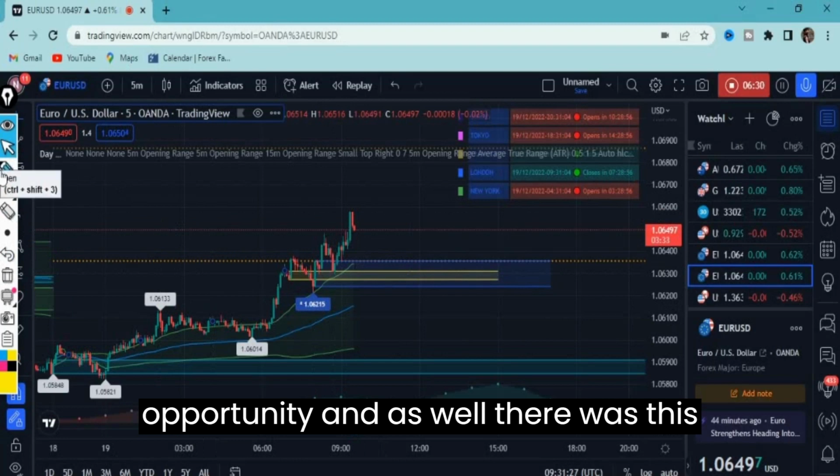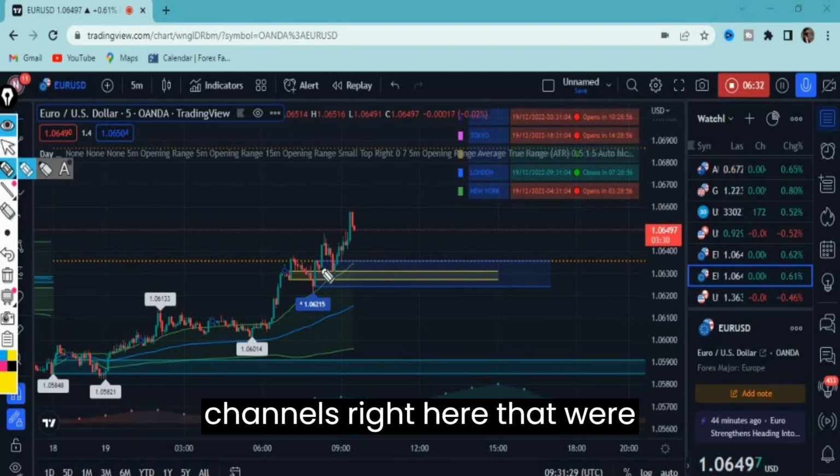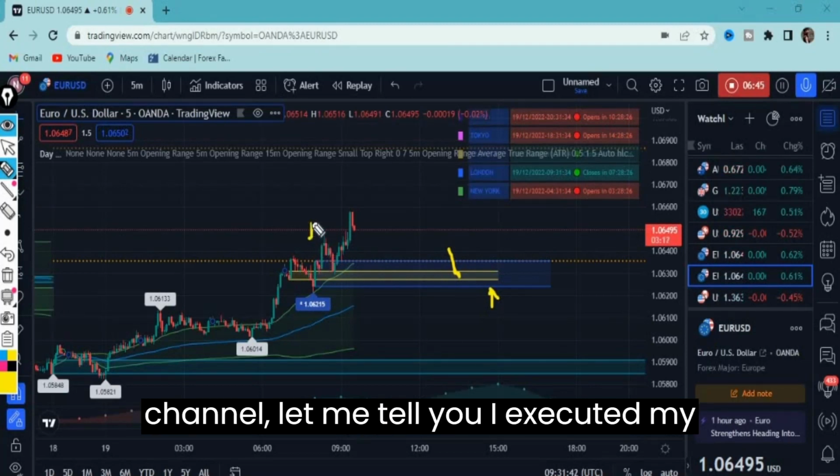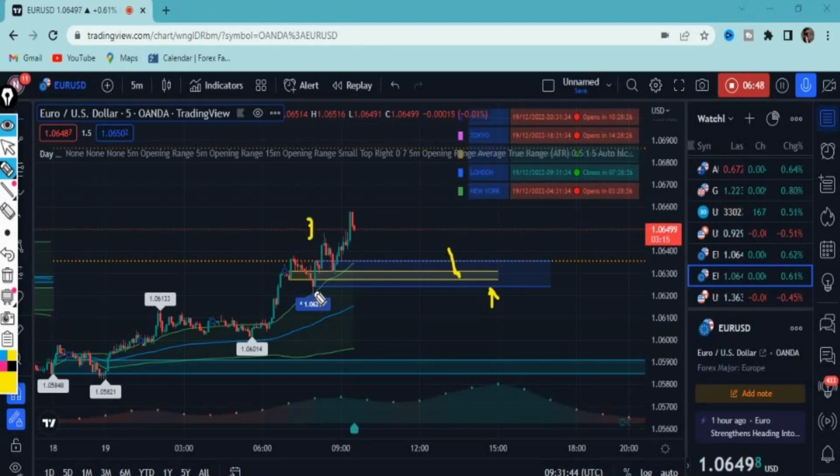And as well, there were these channels right here that were highlighted over here. You can see right here. So when price broke above the channel, let me tell you, I executed my order right away from this zone over here up to this zone over here. That's when I exited my trades.